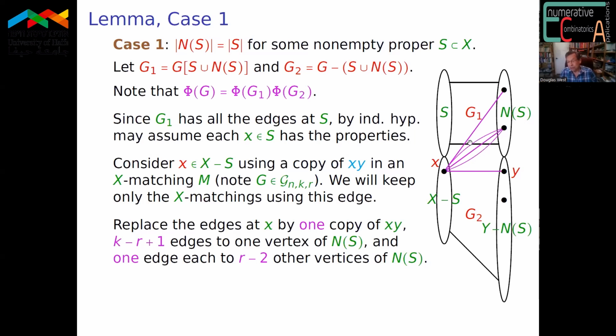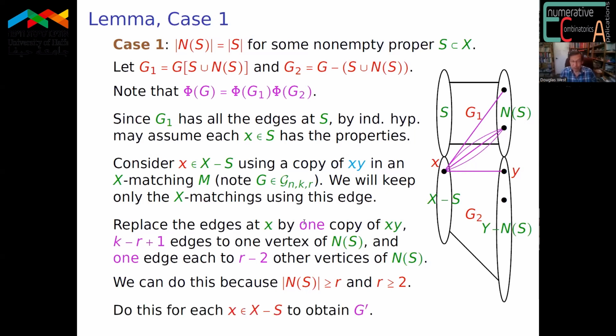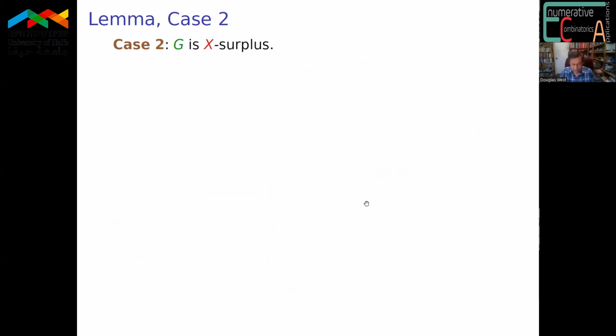Now, none of these will be in a maximum matching because the vertices in the neighborhood of S all have to be matched to vertices of S. So we will not have increased the number of maximum matchings, and we are able to make this change. Why? Because every vertex in S has at least R neighbors, so the size of the neighborhood is at least R, and R is at least 2. Okay, so if we do this for each vertex down here in X minus S, we'll obtain this desired multigraph G prime that has all the desired properties and no more matchings.